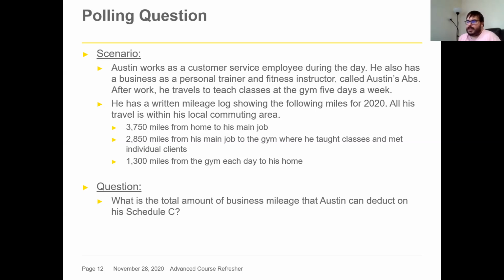You could not deduct the 3,750 miles from his home to his main job because that would be commuting mileage. So you could not do that. And you could also not deduct the 1,300 miles from the gym to his home because, again, that would be commuting mileage. So you could not deduct that. So the right answer was the 2,850 miles. All right.